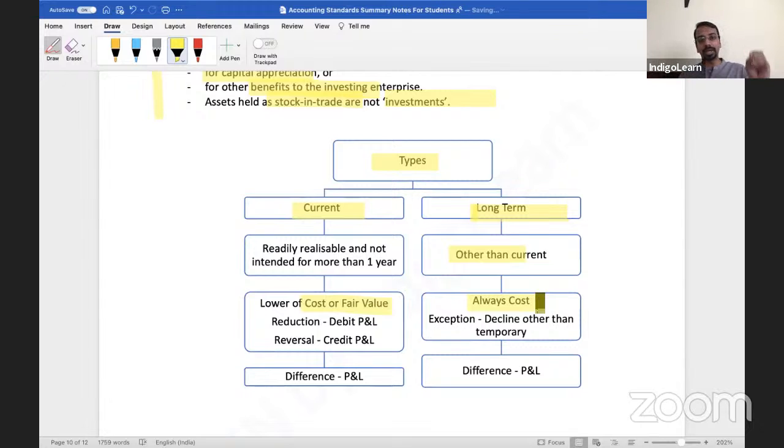General principle: current investments at lower of cost or fair value, long term investments always at cost. Then what is the exception? If there is a decline other than temporary, so there has been a continuous decline in the value of the investment and it is not a temporary decline, then you will bring it down to its fair value, and in that case the difference will be taken to P&L.